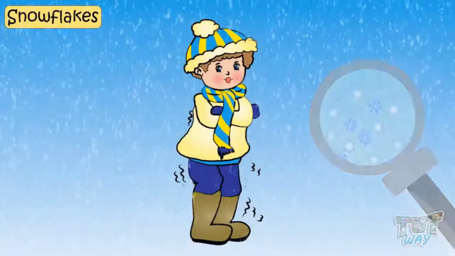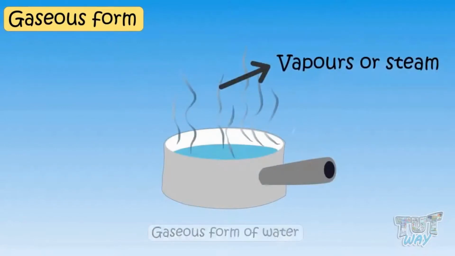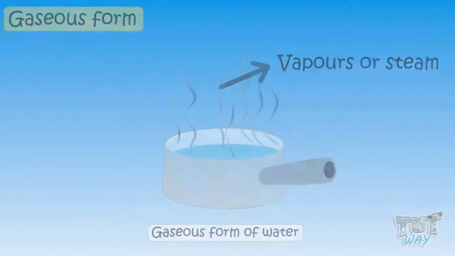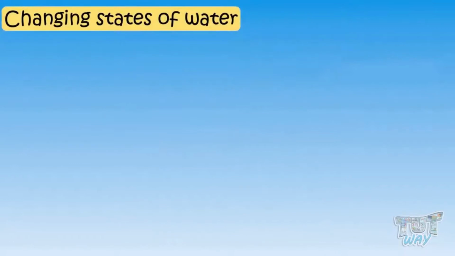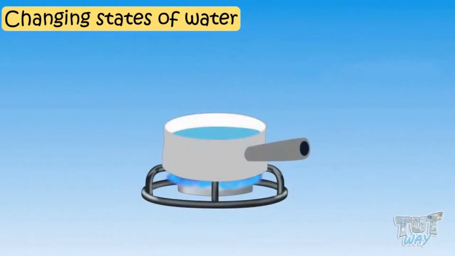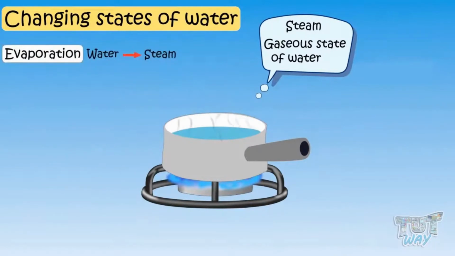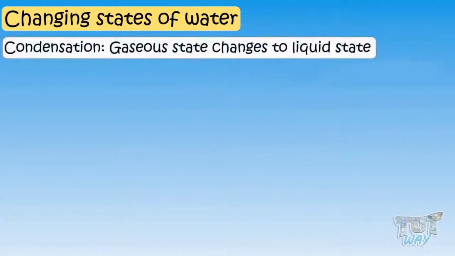Now let's learn another form of water. That is the gaseous form of water. Water in the form of steam or vapors is the gaseous form of water. Now let's learn how one form of water changes to another one. When we heat water, some of the water changes into a gaseous state, called steam. And this change of the liquid state of water to the gaseous state is called evaporation.